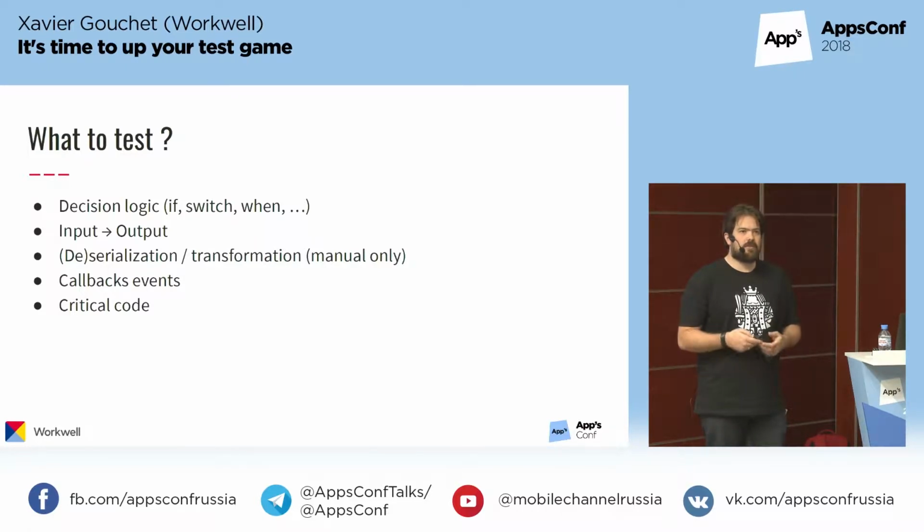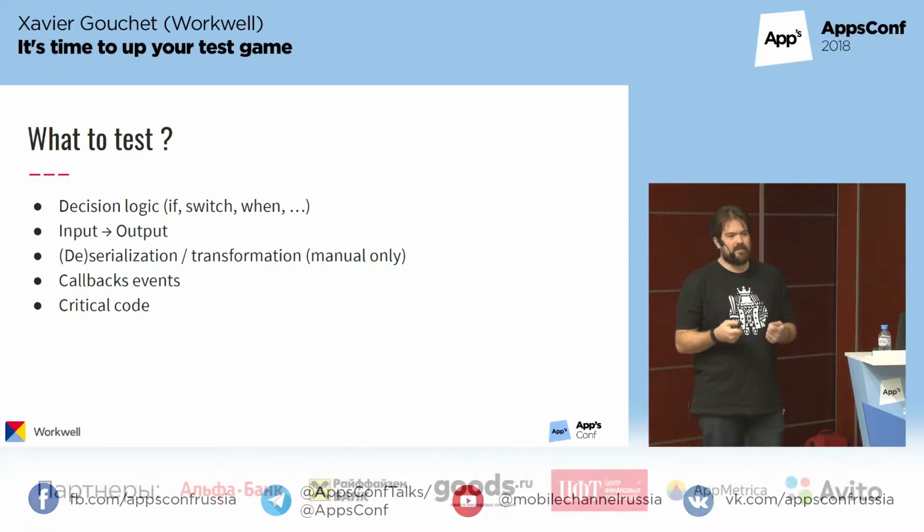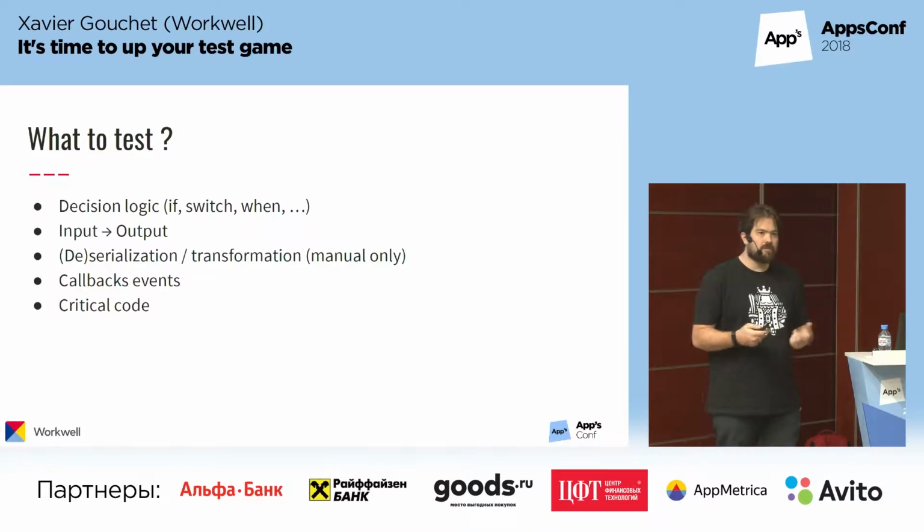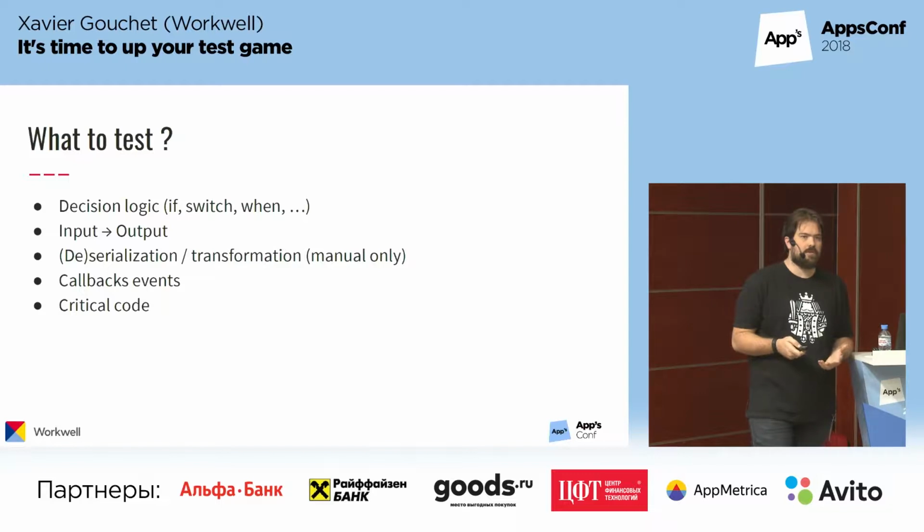You need to test also the callback events. Like whenever you have a feature that should trigger an on-click or on-touch or whatever event, you need to test that the event is actually sent to the listener. And of course, you need to test all the critical code. And by critical code, I mean either the code that's going to change a lot, or the code that a lot of people are going to change. Because this is where the bugs can come very, very fast.